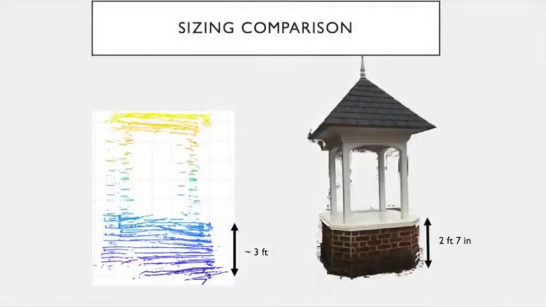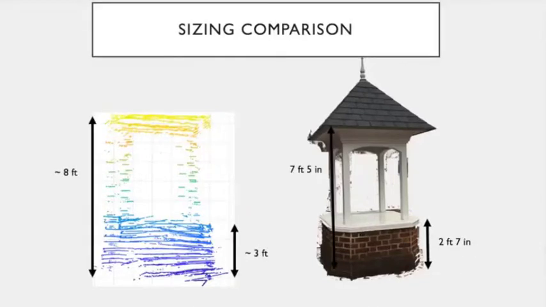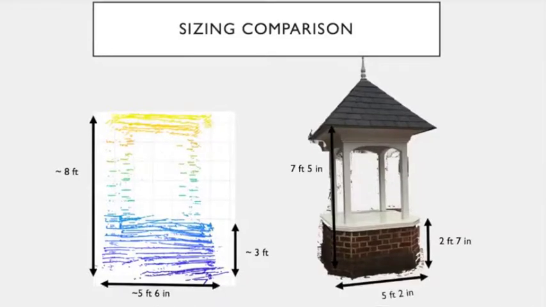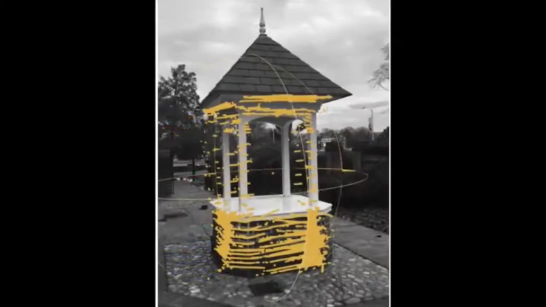I did a comparison between the size of the point cloud and the size of the well. Here are the two sizes for the height of the brick base. Both are around 3 feet, but the point cloud one is a little larger. I also measured the height from the ground to the bottom of the roof. Again, both are pretty similar in about 8 feet. The final major measurement I compared was the width of the well. Out of all the measurements, this was the most consistent, around 5 feet 4 inches. And here's the point cloud superimposed on top of the image of the well.